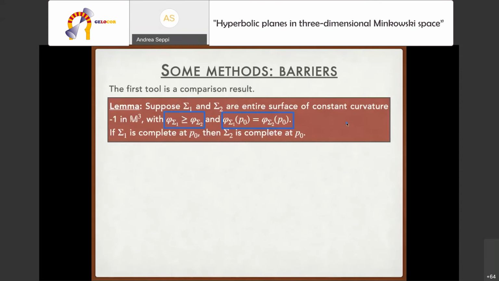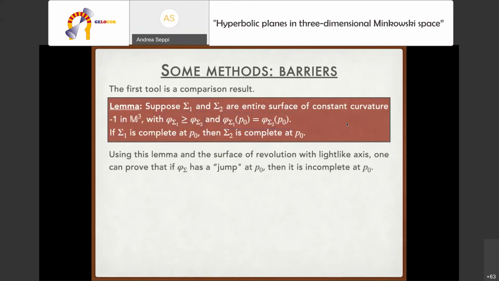Basically, because the only way to be incomplete is to approach a light direction very, very quickly. So if one surface approaches the light direction less quickly than the other, and the other is complete, then also the former is complete. And this is used all the time.